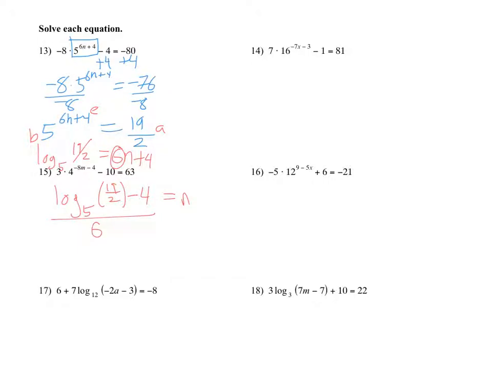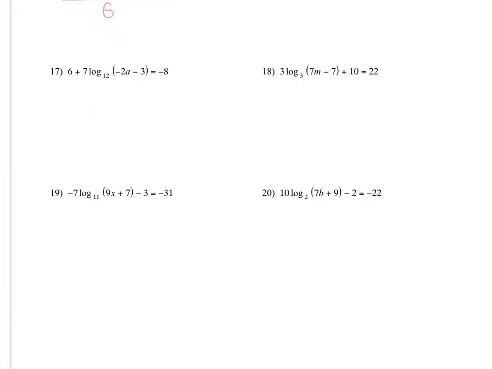Jumping down to number 17, we're going to do the opposite. We're going to get the log part by itself, and just that part. I don't know why I circled the 7. And to do that, I'm going to subtract 6 from both sides and divide by 7. Subtracting 6, I get negative 14. Divide by 7 is going to be negative 2 is equal to log base 12 of negative 2a minus 3.